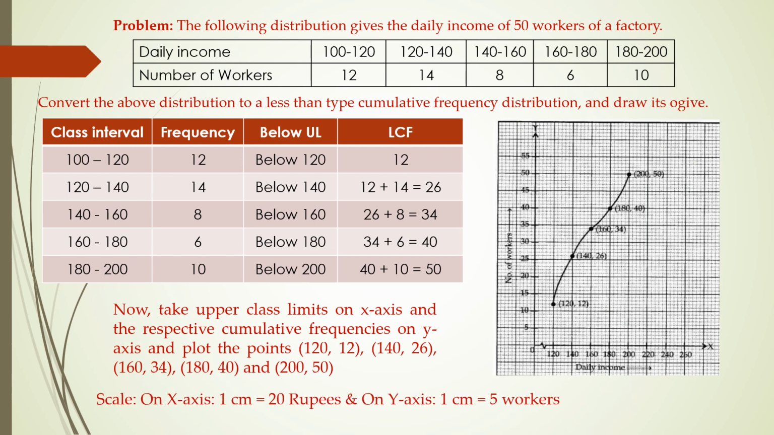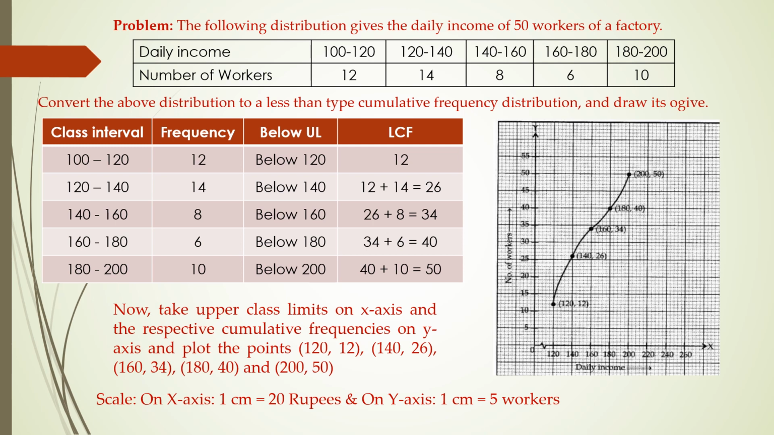And this is the graph. The scale I have taken is, on the x-axis, 1 centimeter equals 20 rupees, and on the y-axis, 1 centimeter is taken as 5 workers. If you observe the values on the x-axis, this is the origin, then 120, 140, 160, 180, 200 and so on. Similarly on the y-axis, we have taken 1 centimeter equal to 5 workers. That's why 0, 5, 10, 15, and so on.